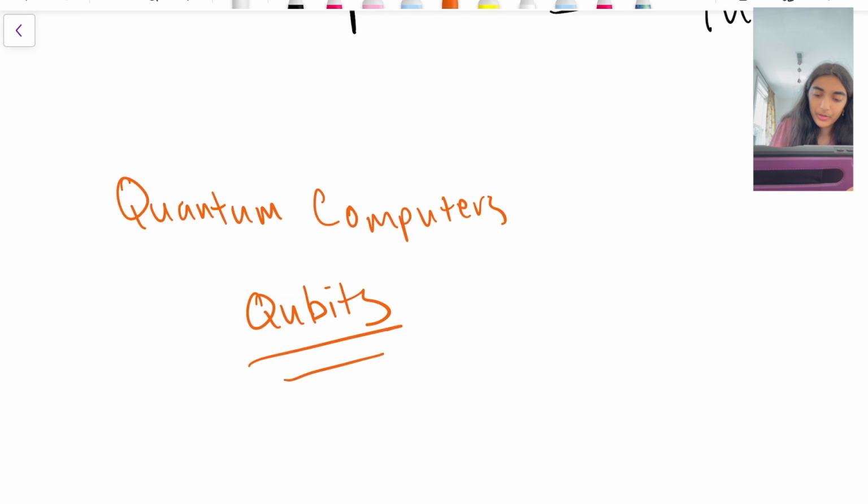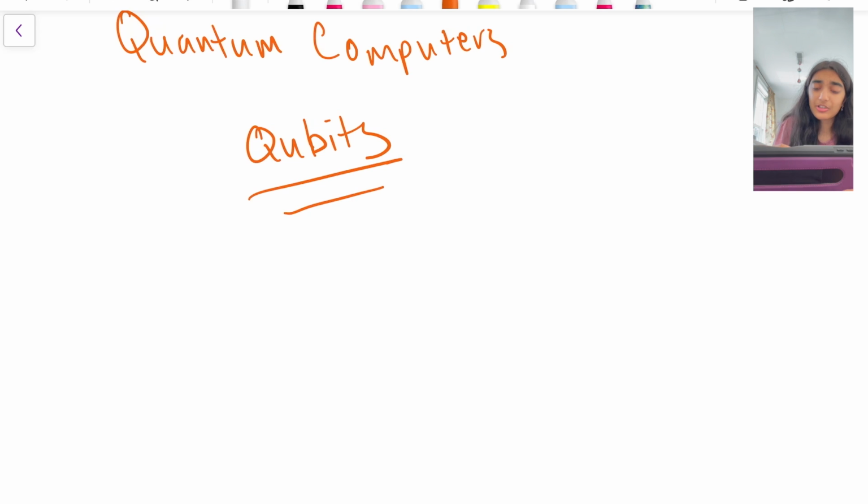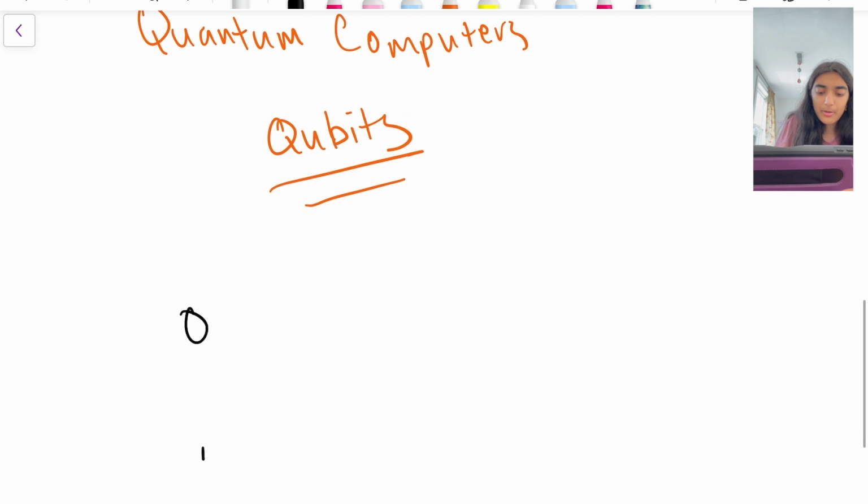And so what do qubits do? They also store information, except they store information in quantum computers. And so just like classical computers, we can have a 0 and we can have a 1.